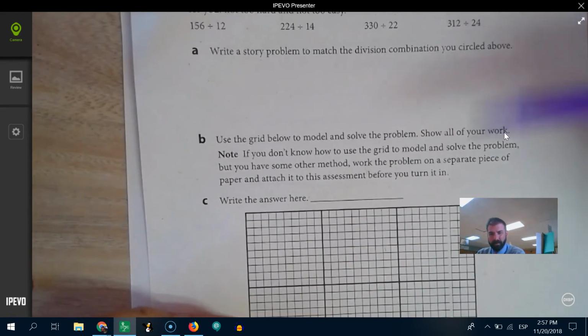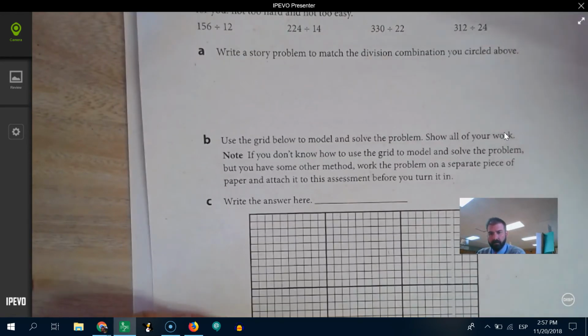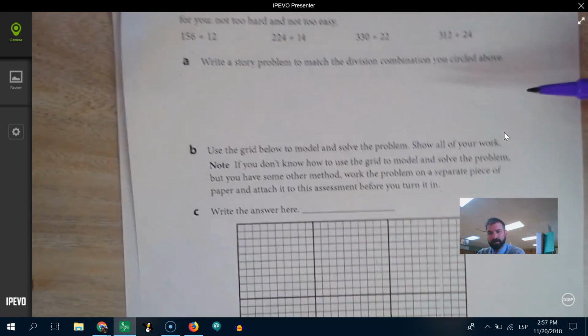I think I'll probably do a separate video to explain the division work that we're going to do and what that would look like when the time comes.